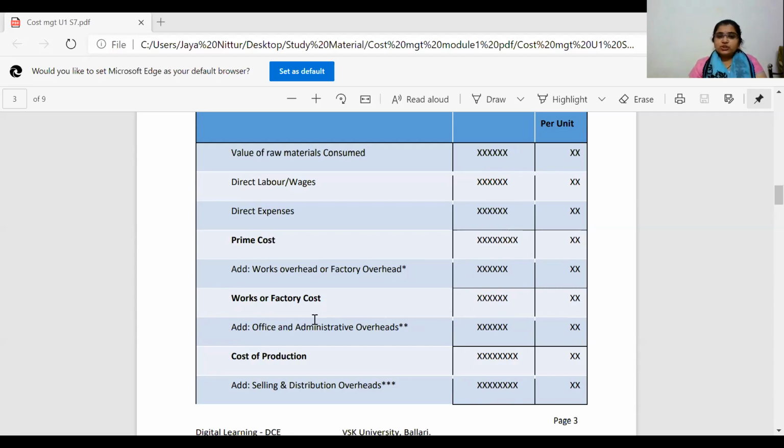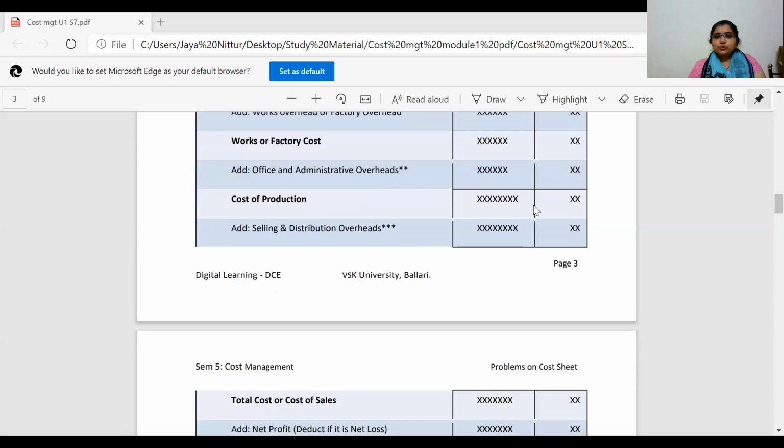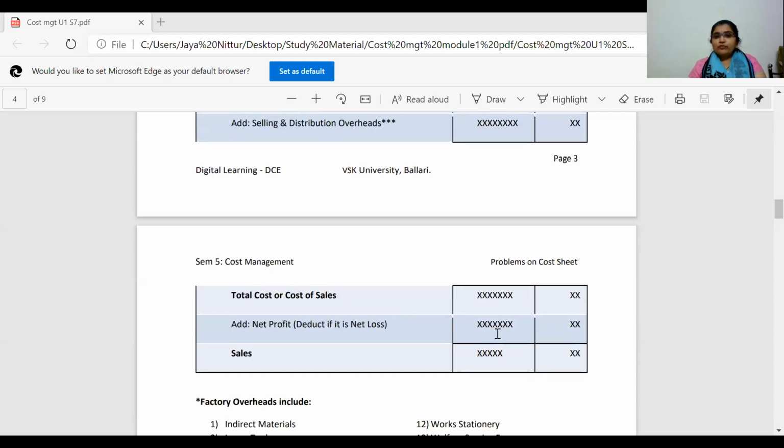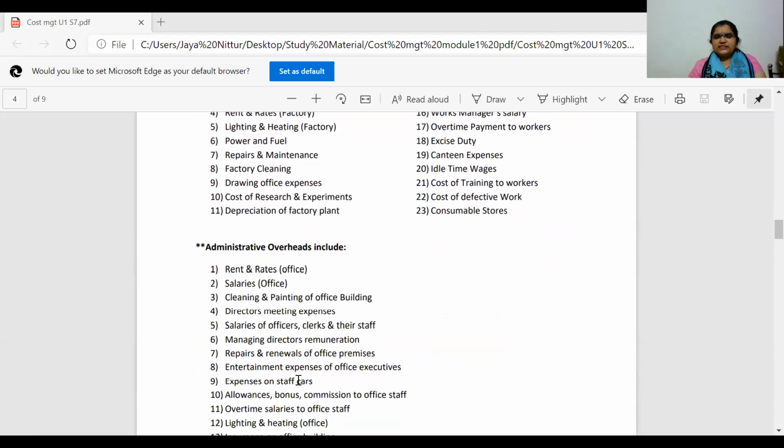To that cost of production, we need to add selling and distribution overhead. After adding selling and distribution overhead to the cost of production, we get the total cost or cost of sales. If in the problem he has given the total sales, the difference amount between the total cost and the sales is called profit, or net profit or net loss. These are some examples of what factory overheads include and what administrative overheads include.